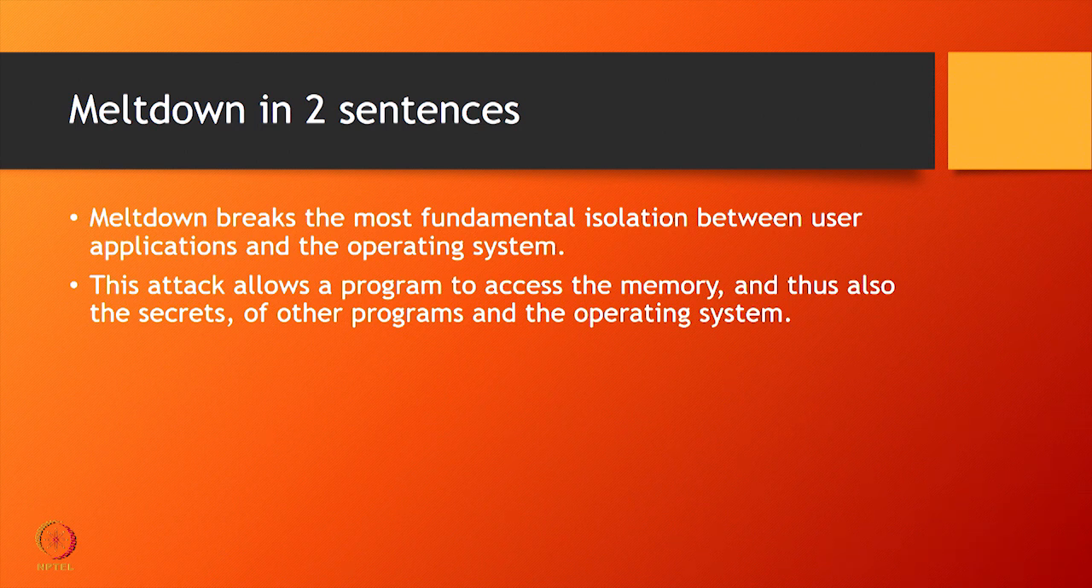This attack actually allows a program to access the memory and thus also the secrets of other programs and the operating system, which it is not supposed to do, which is not true in terms of the actual user development manual which the processor company has given to you. It clearly states that privilege level 3 cannot go and touch anything about privilege 0, but it is now becoming possible. Now, why it became possible, and what is the consequence of that being possible, we will see in the next set of slides.